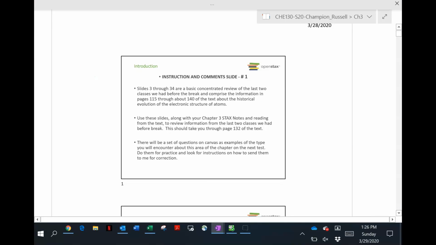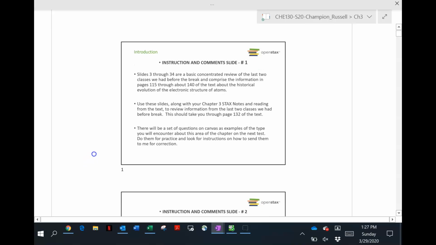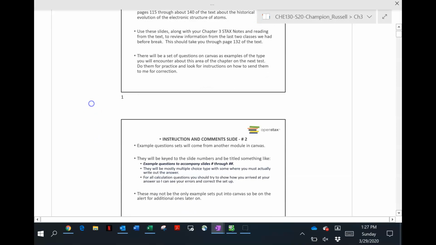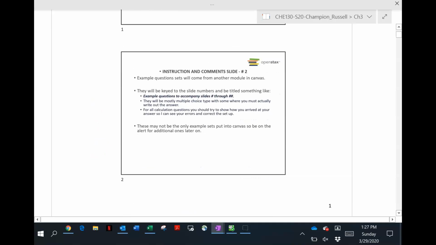So here we see some instructions that Dr. Russell is giving you, so you can read those here and see basically that slides 3 to 34 are a concentrated review of the classes you had before this text. So this material is going to be some review for you, and then we're going to go on further into this. Like I said, those practice questions are going to be something that you'll be submitting as an assignment.